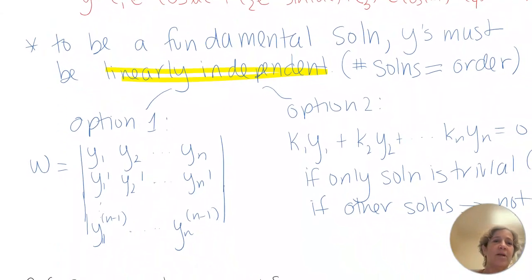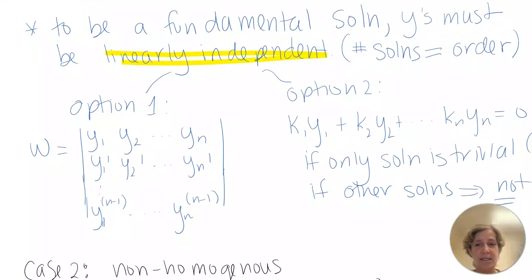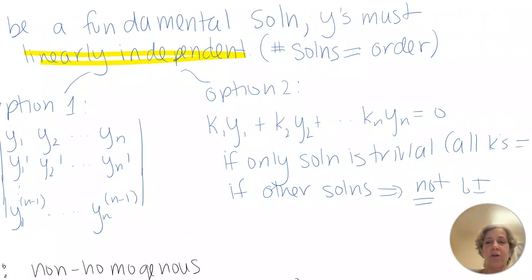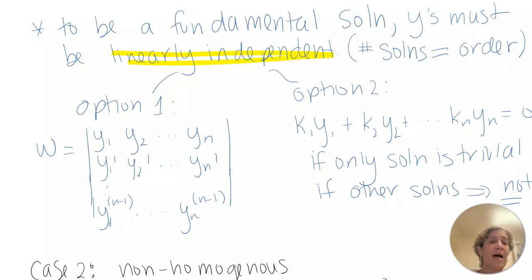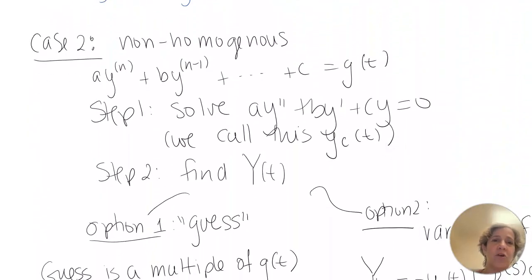Then the other comment was, of course, all of our fundamental solutions need to be linearly independent. The way to check that is with the Wronskian. I did not put any of the longer, like option 2, linearly independent methods on there. Anything you need to check would be a maximum 2x2 determinant, which we should all know how to do by hand as well. Then the second kind of equations that we started looking at were the non-homogeneous equations.